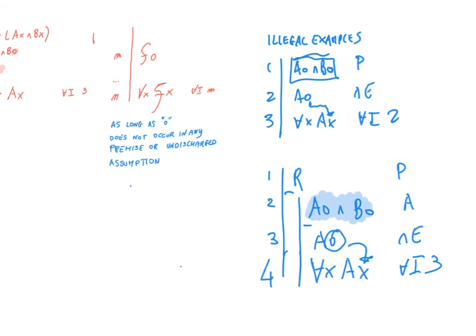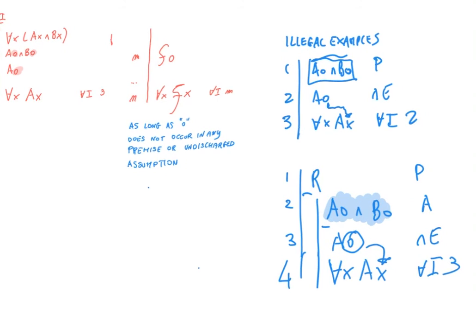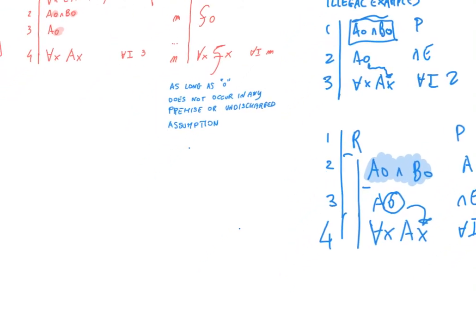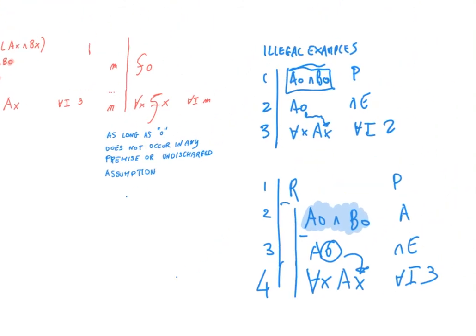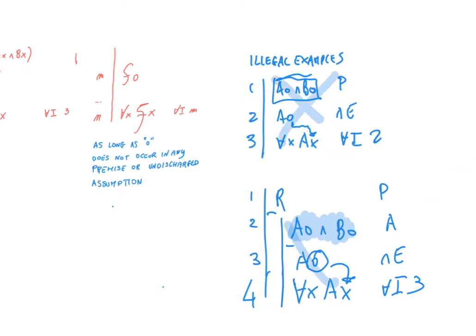We cannot use constants that appear in assumptions when we do universal introduction, because appearing in assumptions is the same as having something specific assumed about this object. And if something specific has been assumed, then we cannot claim that this object has the right kind of generality to support the introduction of a universal claim. So these two are illegal. This is bad and this is bad.